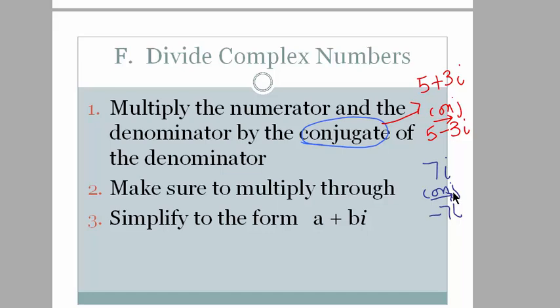So you multiply the numerator and the denominator by the conjugate of the denominator. Make sure to multiply all the way through. You simplify it into the form of a plus bi. The big thing here is that you have to make sure that if you have a fraction, you must separate your fraction.